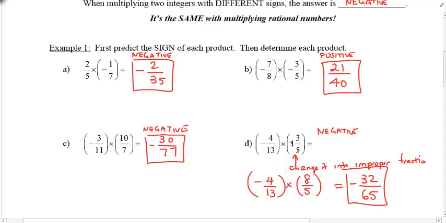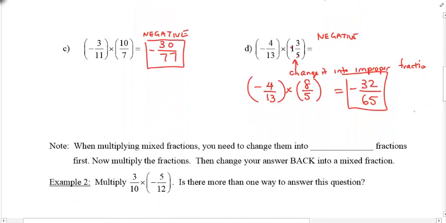Looking good so far. So just a quick note about part D. When multiplying mixed fractions, you do need to change them into improper fractions first, and then multiply the fractions. And by the way, if you do need to, you should change your answer back into a mixed fraction. We did need to for this one because the numerator was less than the denominator. But in previous examples and videos, when we did the adding and subtracting, we did have to change them back into mixed fractions.